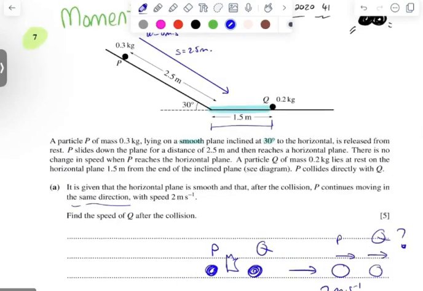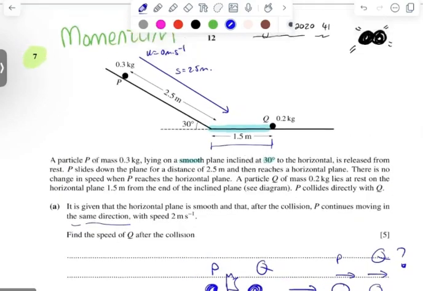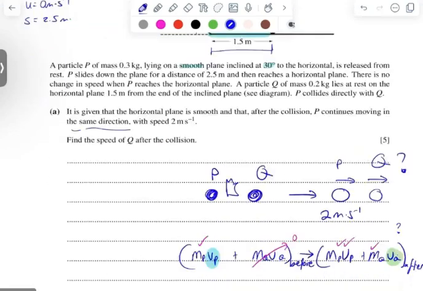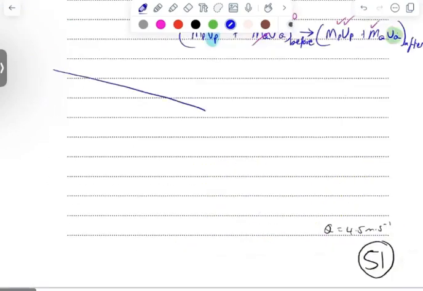If we zoom into P, we can see here we've got a section of constant acceleration. It starts from rest, so we know its u is 0 meters per second. We know that it's traveling a distance of 2.5 meters. We don't know acceleration, time, or the final velocity. But we can work out the acceleration of this particle if we zoom into the forces on the particle. I'm going to redraw this over here.